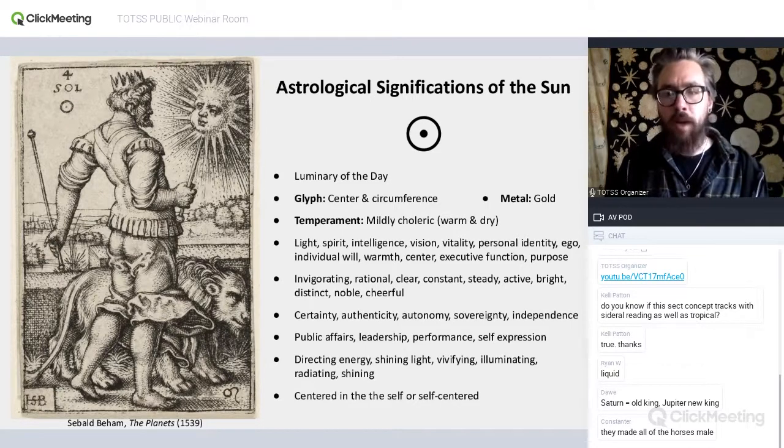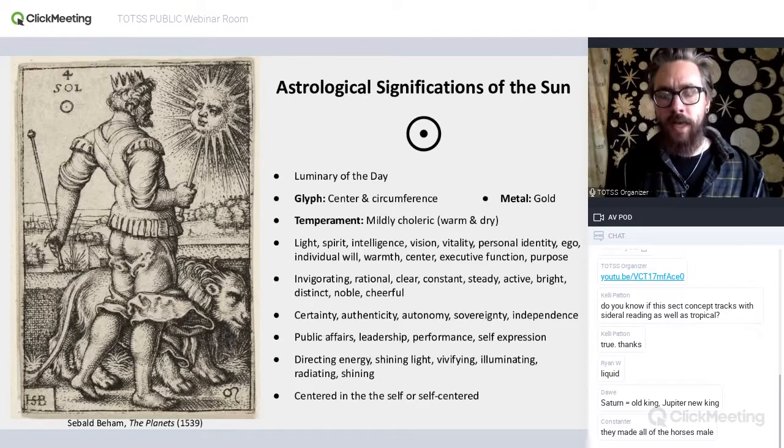The sun can also signify public affairs and, again, more extroverted or outer things. The sun can signify leadership, performance, and self-expression. Performing on a stage is, again, an extremely solar thing to do. Giving a lecture, or acting in a play, or doing a musical performance, being on stage and being that center of attention, those are all very solar activities.